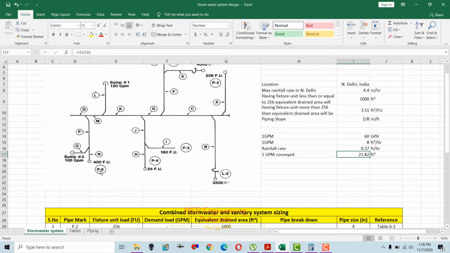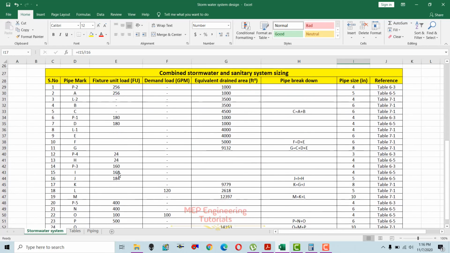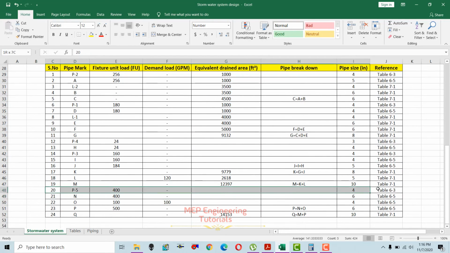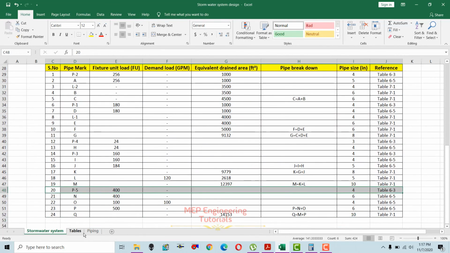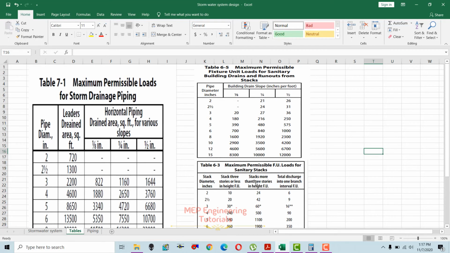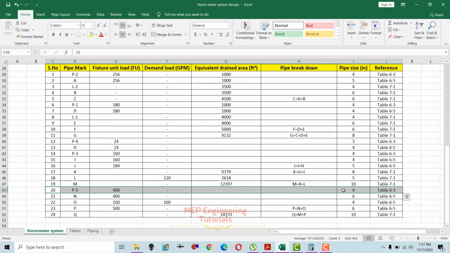So I will do the sizing for stack P5 first, having 400 fixture units. So this is the stack P5, so we're going to use table 6-3. More than 3 stories, so we have to use that again, and 400 fixture units is in between 60 and 500, so we'll go for the higher value 500, and we'll check the pipe size, which is 4 inches. So P5 is 4 inches.